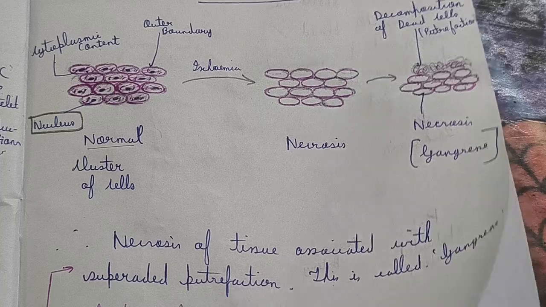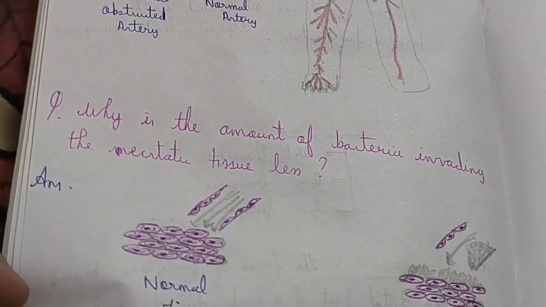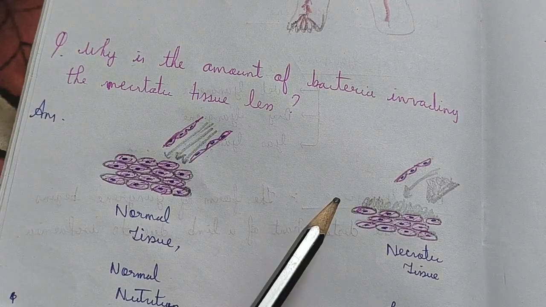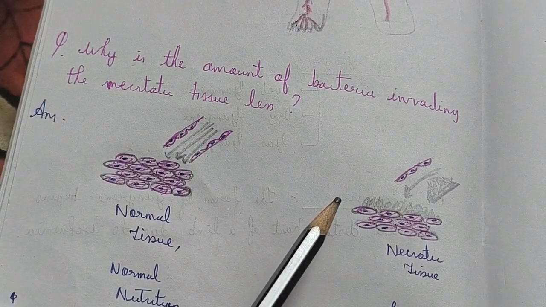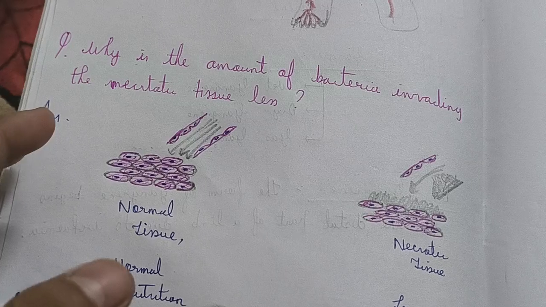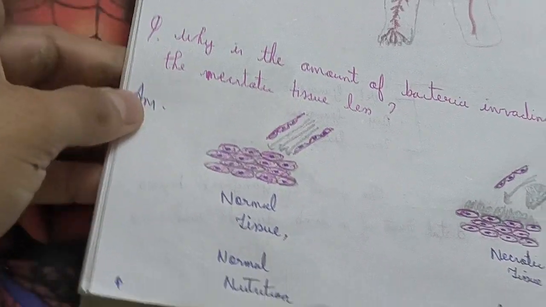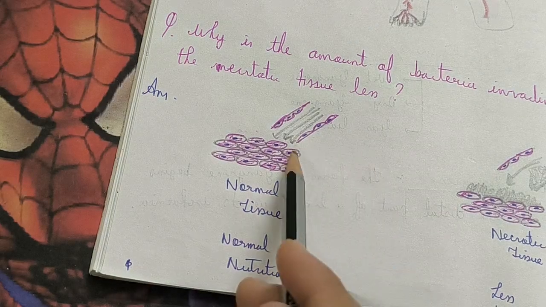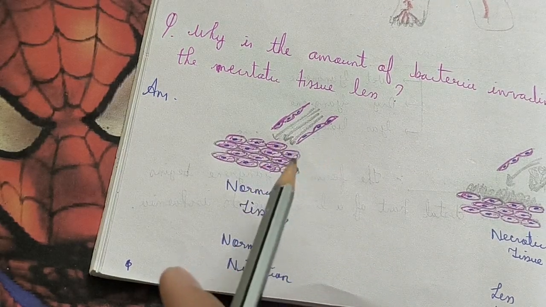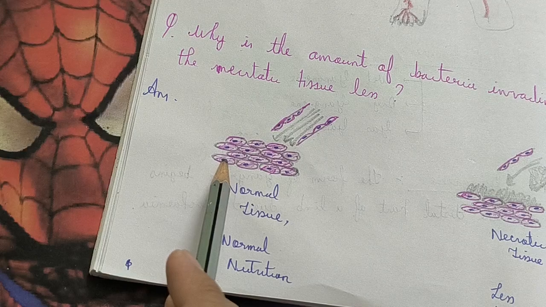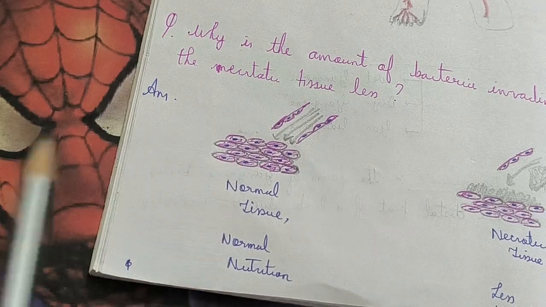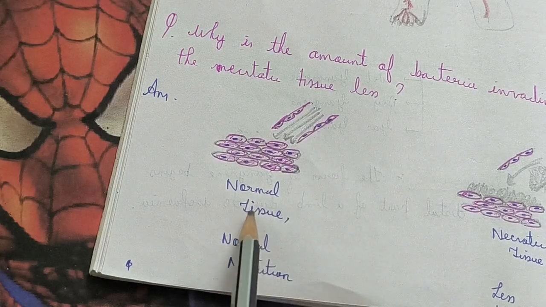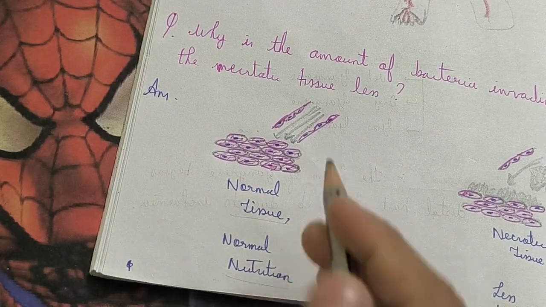Now I am going to explain the reason also. First of all, you should know that blood supplies nutrition also. You can see here this is a normal tissue, where the cell nucleus and cytoplasmic content are all normal, and the blood supply is normal. Therefore, it is normal tissue and well supplied with nutrition.